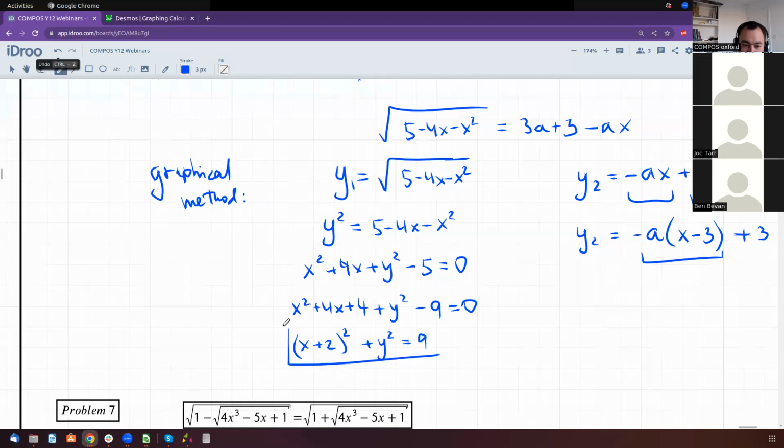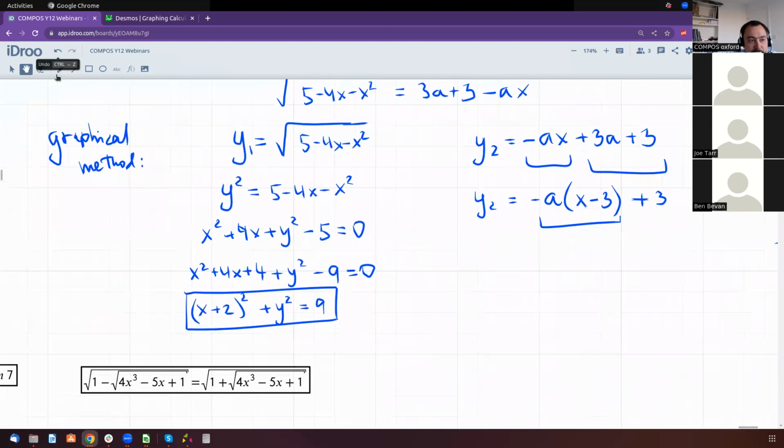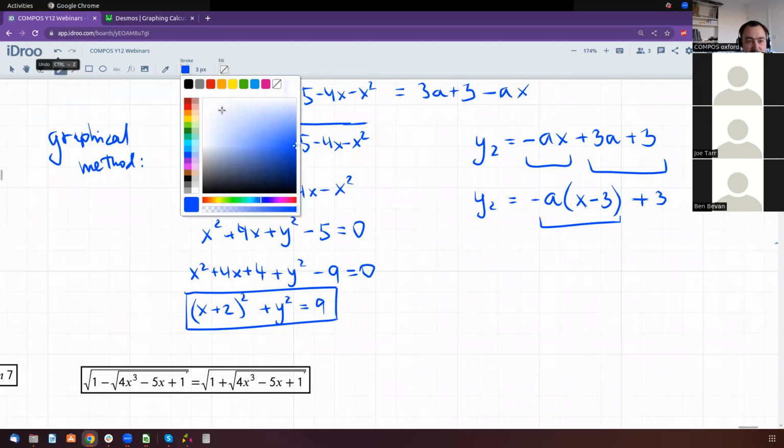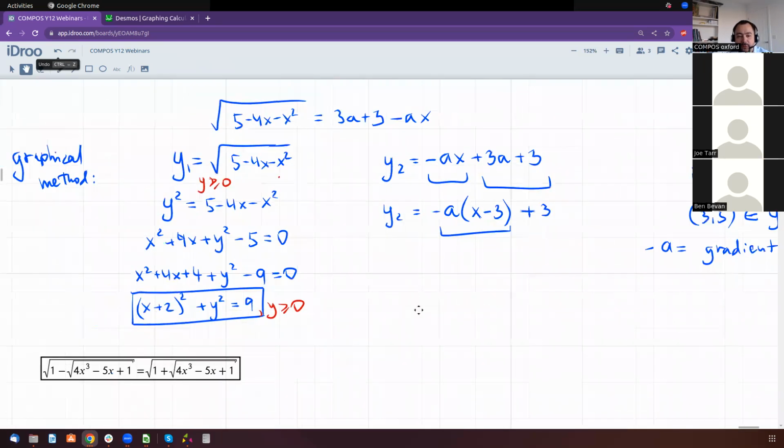Ooh. That is a graph. But the only limitation here that we have to take into account is that y is greater or equal to 0, because y is equal to the square root, so y has to be positive. Therefore, this is y greater or equal to 0. Okay. So we went for a graphical method.